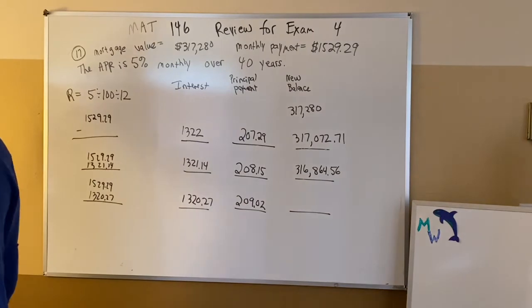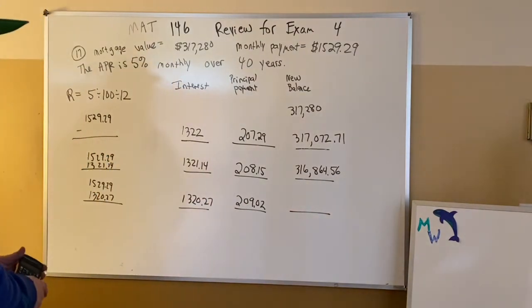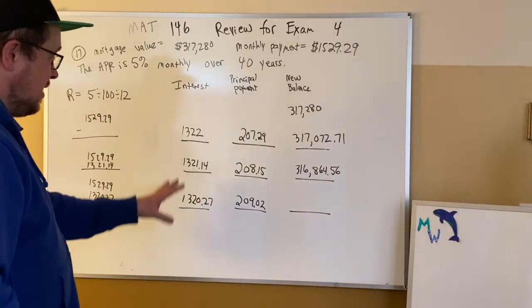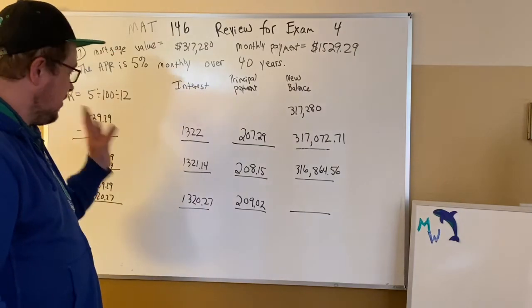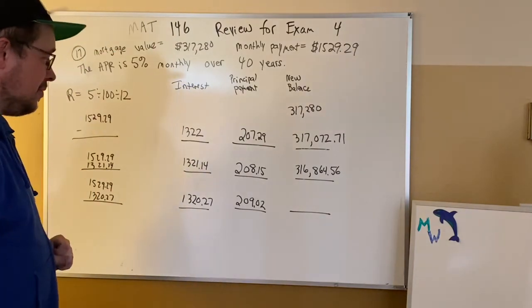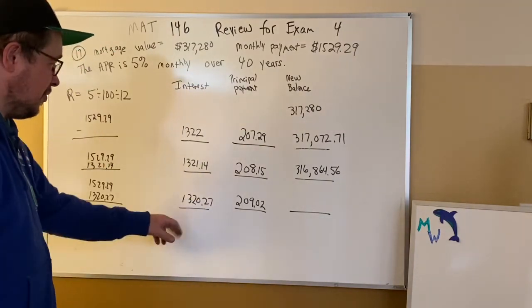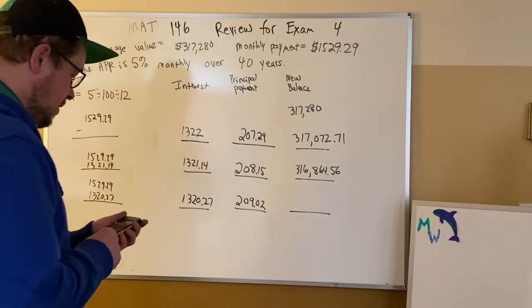15.29.29. 209.02. And that looks like it's barely moving, but what's going to happen over 40 years? The last one is going to have almost every penny of the 15.29.29 showing up in this column, and almost nothing in terms of interest.